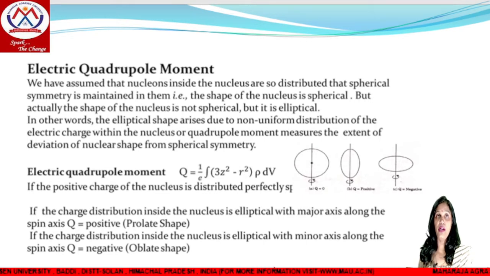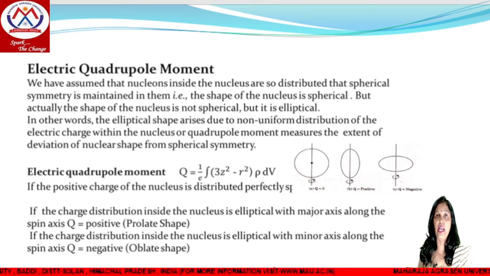Electric quadrupole moment is given by Q equal to 1/e integral (3z² minus r²) ρ dV. If the positive charge of nucleus is distributed perfectly, then the nucleus is spherical in shape. But if the charge distribution inside the nucleus is elliptical with major axis along the spin axis, then Q is positive, known as prolate shape. If charge distribution inside the nucleus is elliptical with minor axis along the spin axis, then Q is negative, known as the oblate shape.